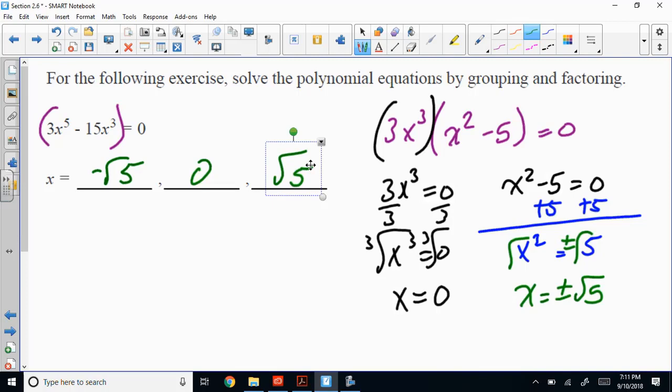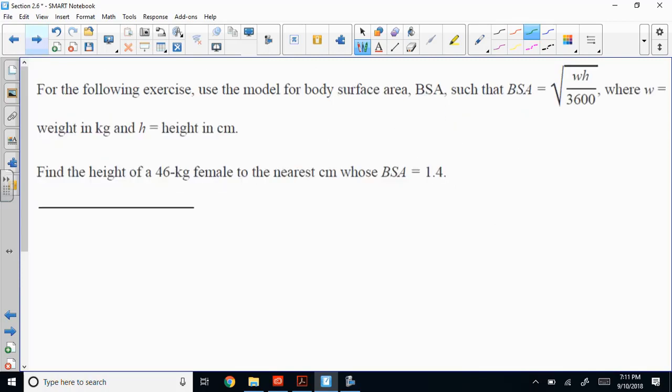Okay, any questions about that one? That one's pretty straightforward. I hate to say it's straightforward, but these two solve the same. All right, they solve the same. So, let's look at the next one.